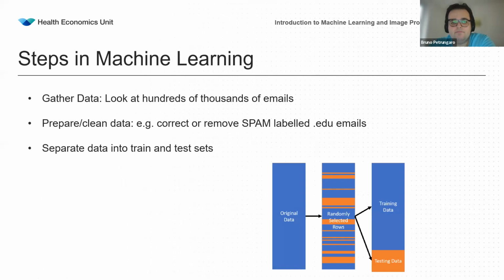Since we want to predict if the email we got is spam or not, we gather data from thousands of emails. We clean, transform, and prepare the data for our model. And then we split, as we say, we want to train on our data and then test on our data, so we split it into training data and test data.